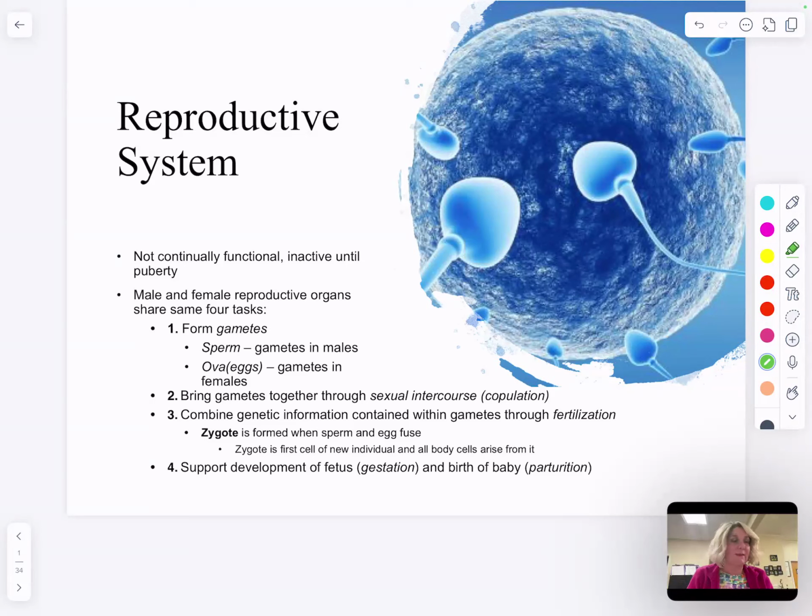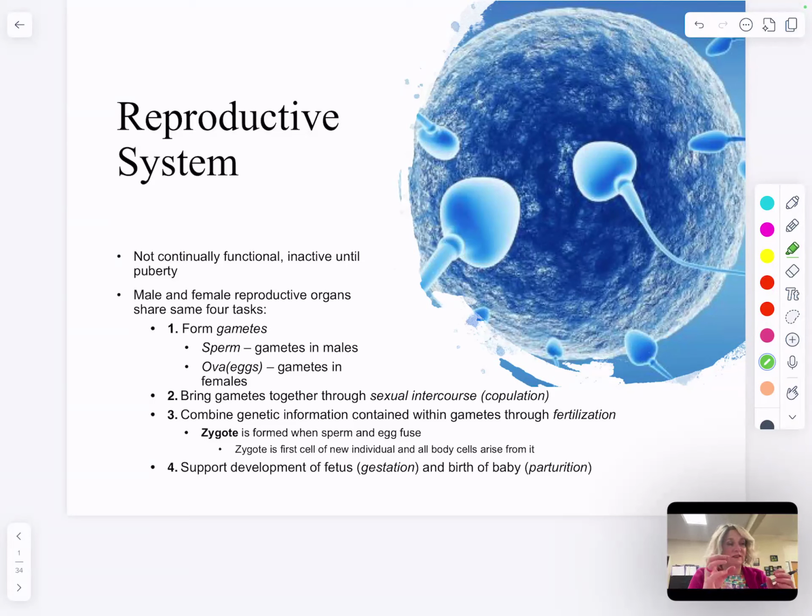They both form gametes. Sperm is the gamete for the male, and ova or ovum is the gamete for females. We both bring gametes together through sexual intercourse. Sperm and egg combine to fertilize the egg and combine the chromosomes. Another name for sexual intercourse is copulation. They both combine genetic information contained within the gametes through fertilization.